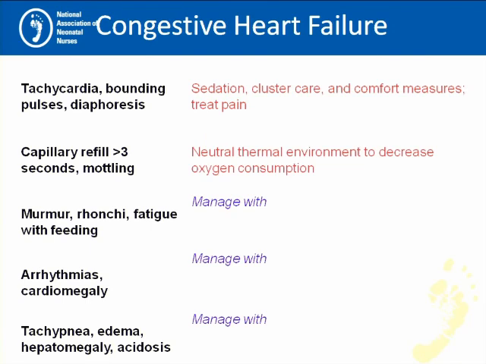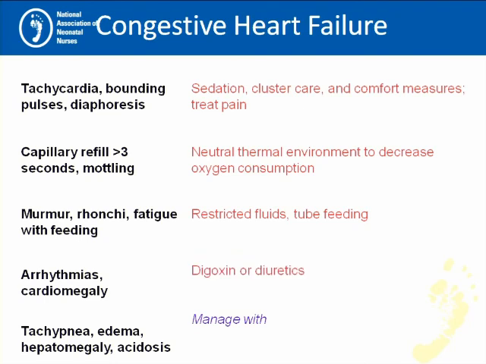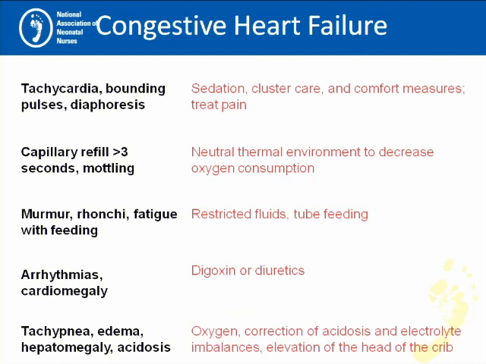You may also notice murmur, rhonchi, and fatigue with feeding, which is managed by restricting fluids and offering tube feedings. You may notice arrhythmias or cardiomegaly. This is managed by administering digoxin and diuretics. And if you notice tachypnea, peripheral edema, hepatomegaly, irritability, or metabolic acidosis, this can be managed by providing supplemental oxygen, correcting acidosis and electrolyte imbalances, and elevating the head of the crib or incubator.